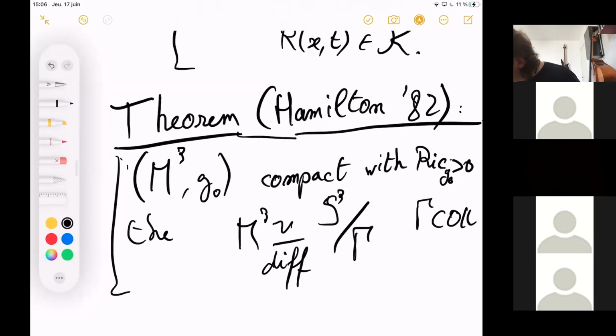Oh, sorry. So in particular, if M3 is simply connected, then gamma is trivial because it's the fundamental group of M, and M is diffeomorphic to S3. So what Hamilton had in mind at that point was maybe we can use these kinds of ideas to give a proof of the 3D Poincaré conjecture, a program which will be fulfilled by Perelman.